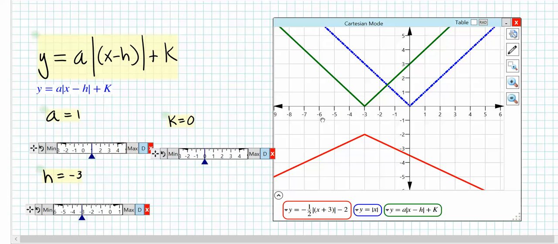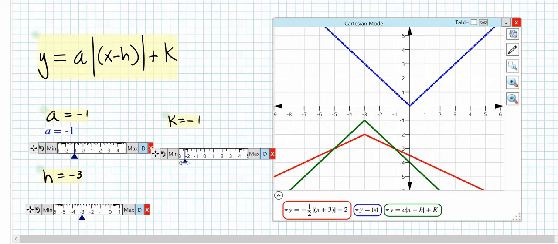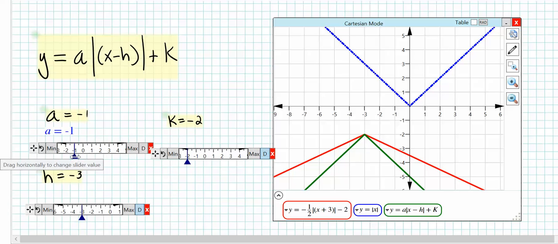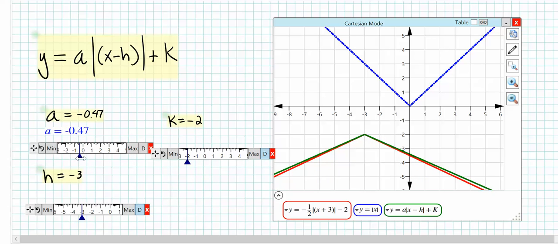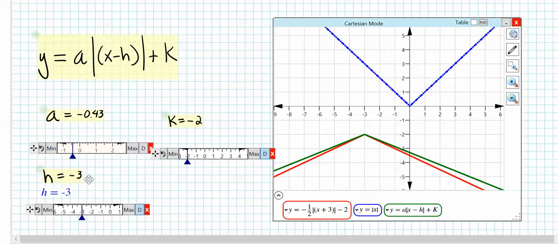Now I need to reflect this thing, so A needs to be a -1, okay? So good, now I have a reflection, all right? But now I need to move it down 2 units. So I'm going to move the k down 2 units. All right, it's looking good so far, right? And then I need to actually make my green graph a little fatter. So that means that my A value has to be between 0 and -1. So I'll use non-discrete values now, and I'll try and get this to match up exactly. And it's pretty close. You can see that looks like it wants to be a half. If I can make it a half, let's see how close I can get to this thing.